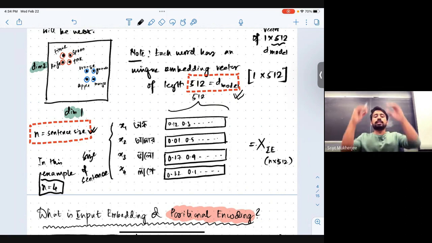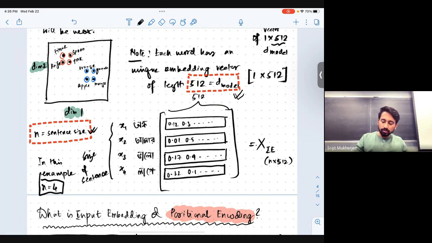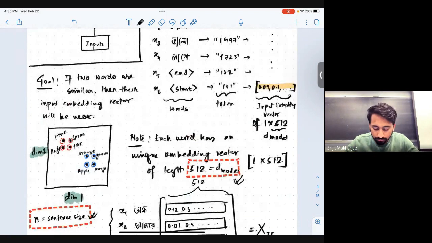Now if you stack these vectors up, like for the first word, second word, third word, fourth word, and then for n words, it will be an n cross 512 length matrix, right? Which I call xi, that is the set of all words in input embedding. So this is the input embedding of the set of all input words.